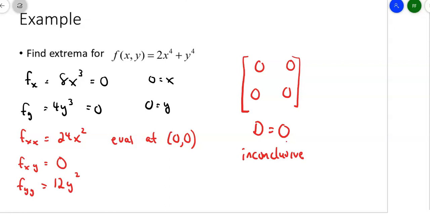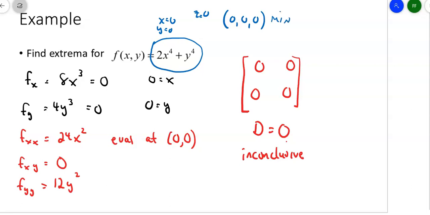No. If you go back to this original function here, 2x^4 + y^4, you notice that thing will never be negative. And in fact, when x is equal to 0 and y is equal to 0, then z is also 0. Any value you put in that's bigger than 0 for x or y is going to make it bigger. So it turns out that this thing here is a minimum.